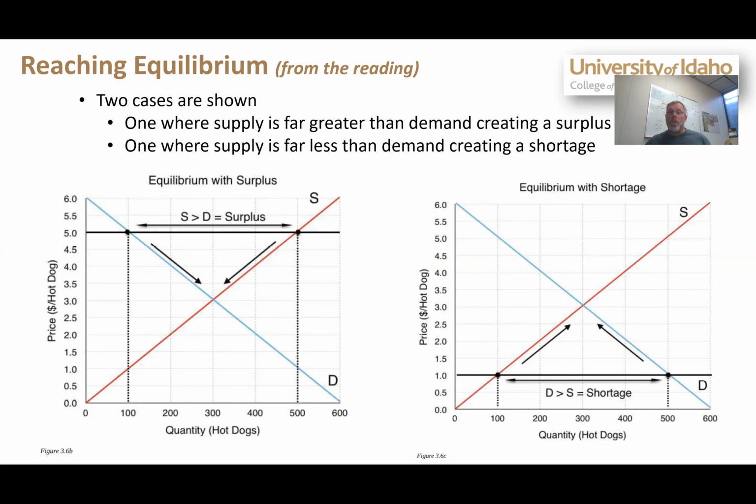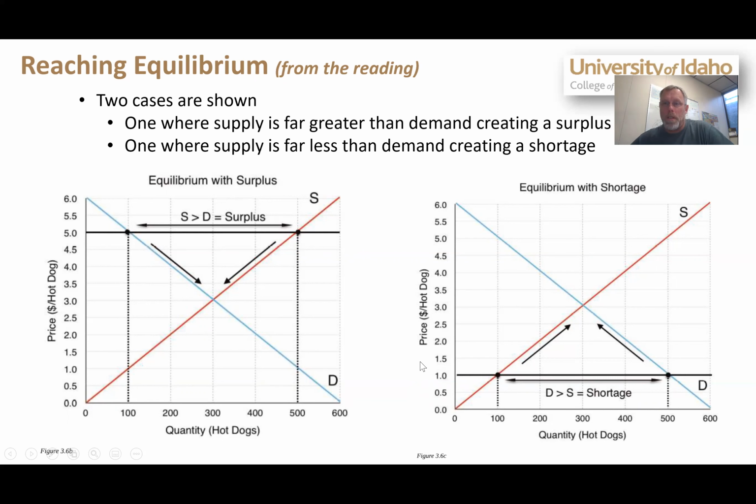When we're thinking about reaching equilibrium, we had two cases in our readings. We had the first one, in this case hot dogs. If we're looking at $5 for hot dogs, the willingness to pay at $5 is only 100, but the willingness to supply at $5 a hot dog is great. They want to supply a whole bunch. We have 500. There's a surplus of hot dogs that would be out there.